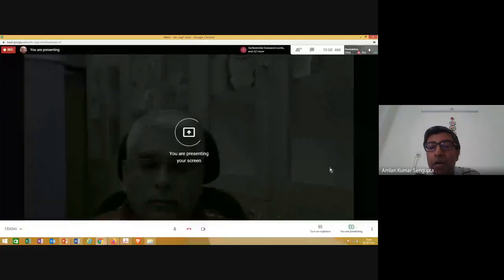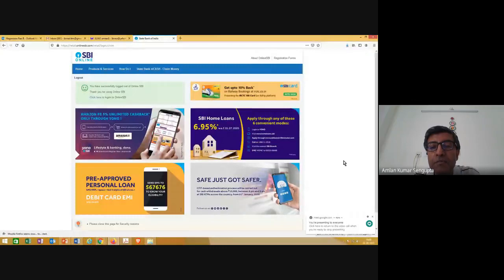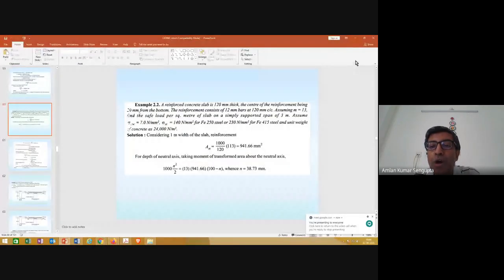Okay, let me just add a few comments. In yesterday's second problem, you saw a non-rectangular section. In practice, you may come across this type of section, maybe for several reasons. One is architectural. Accordingly, using the concepts, you have to analyze. The expressions are not there in the code, but you have to do the analysis as per the basic concepts.